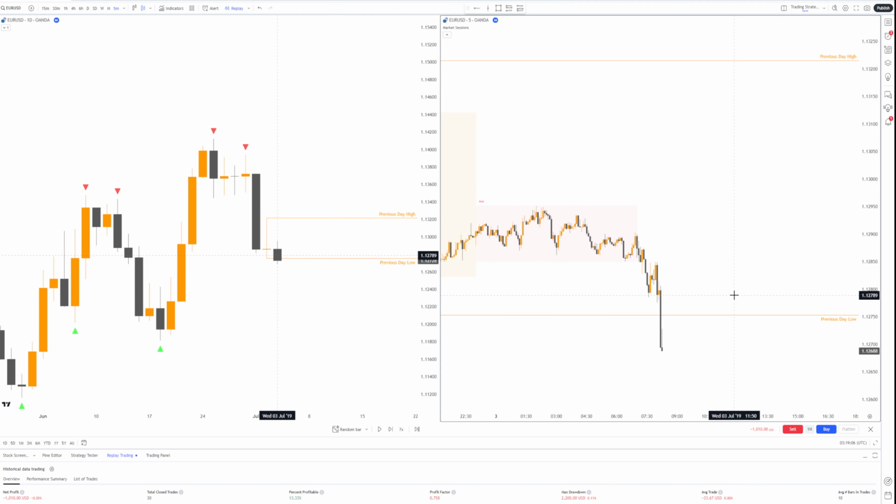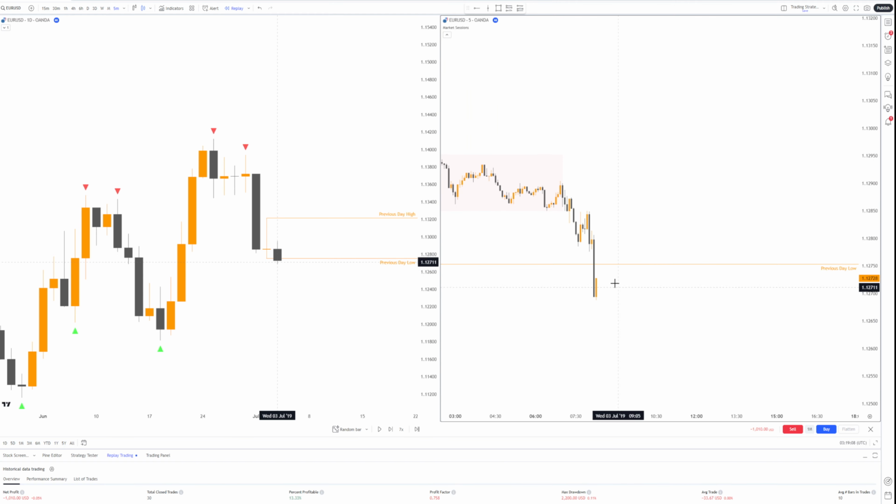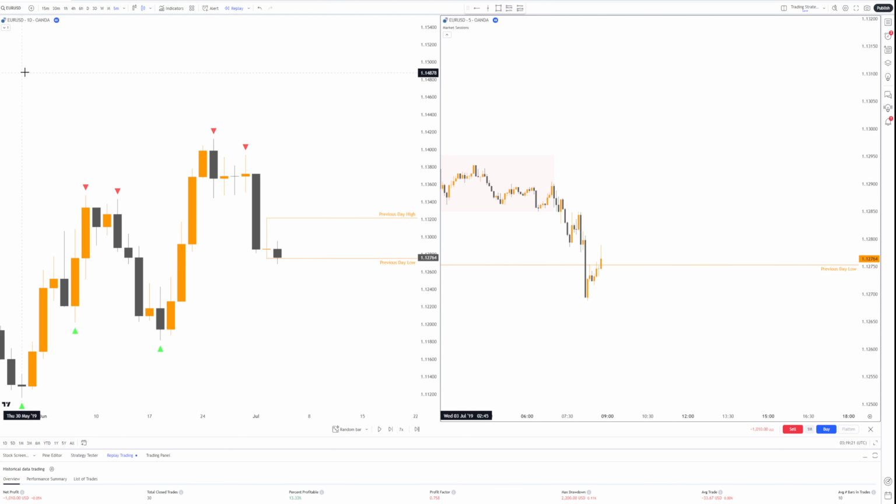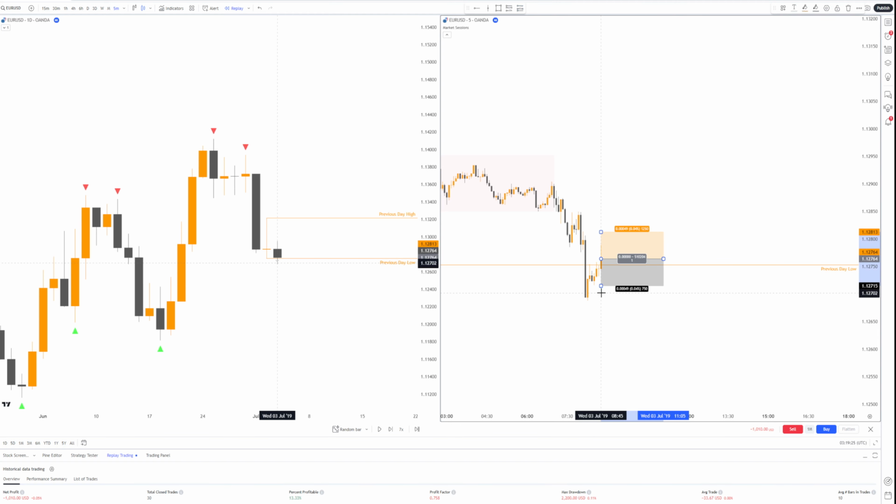Okay, all right, so price had of course closed below and we needed to close back in again. Not quite, not quite, not quite. Okay, close back in now. Now let's see if we can enter here.